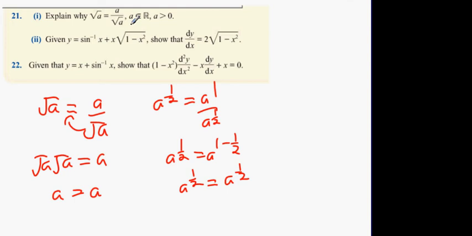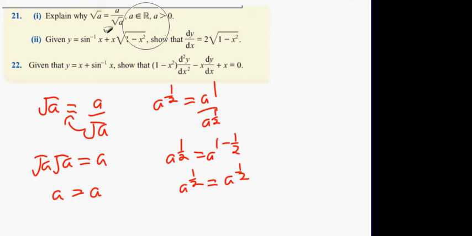Now, it says a is an element of R. What this means is that a can be any decimal. It can be a decimal, it can be any number, and it has to be bigger than 0. Why can't it be a negative number? Because you can't have the square root of minus 4. Okay, so that's what the language comes from.